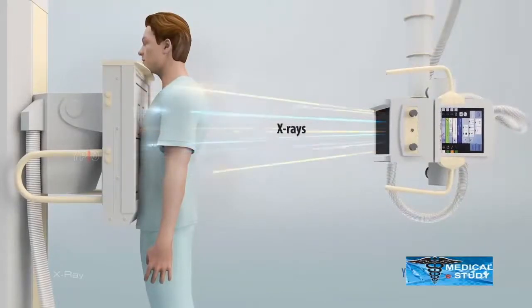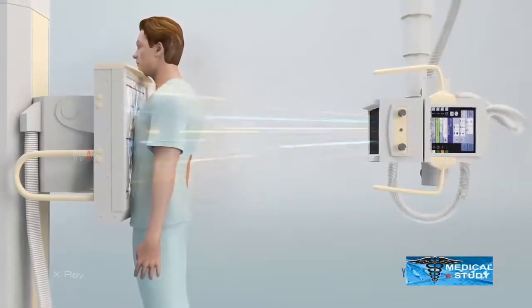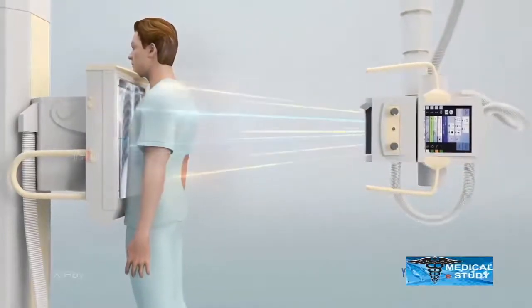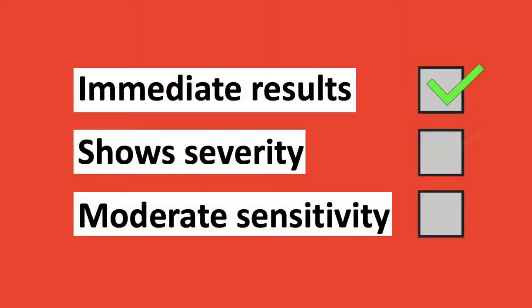The chest radiograph uses X-ray beams, which are highly charged with electrons that pass through the body. It can be used efficiently to complement other diagnostic methods. It gives immediate results, and the images show correlation with the disease severity. However, it has lower sensitivity compared to CT.